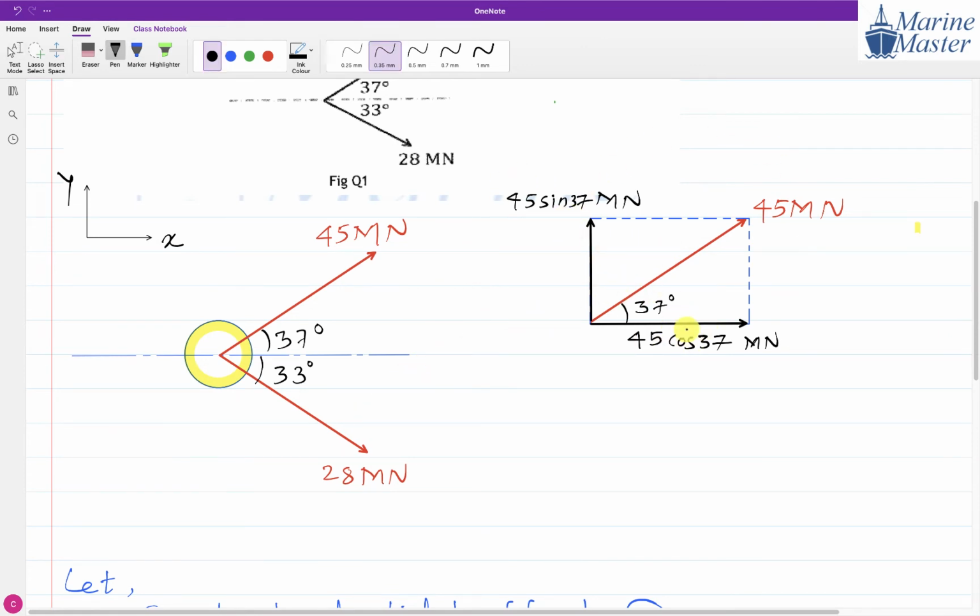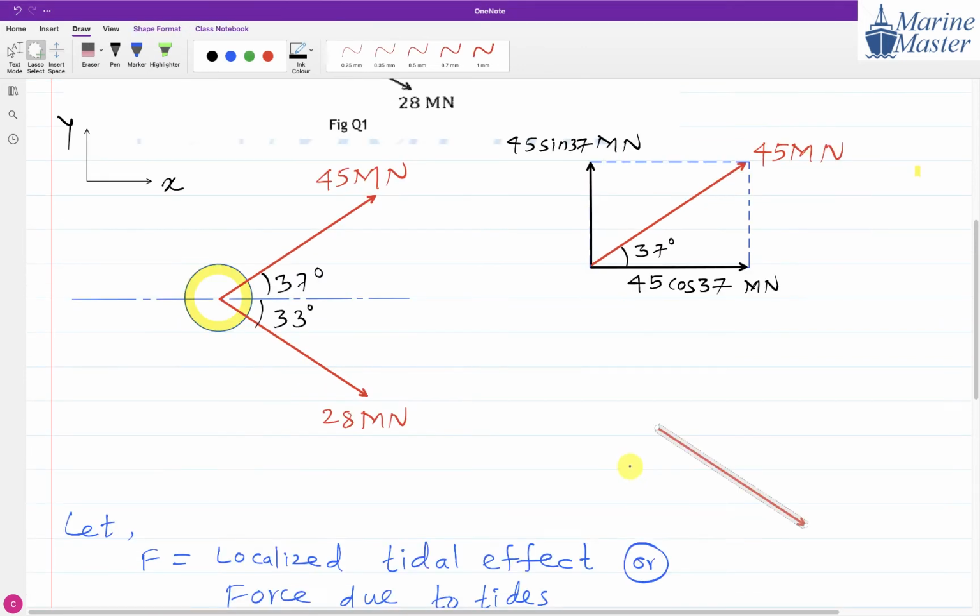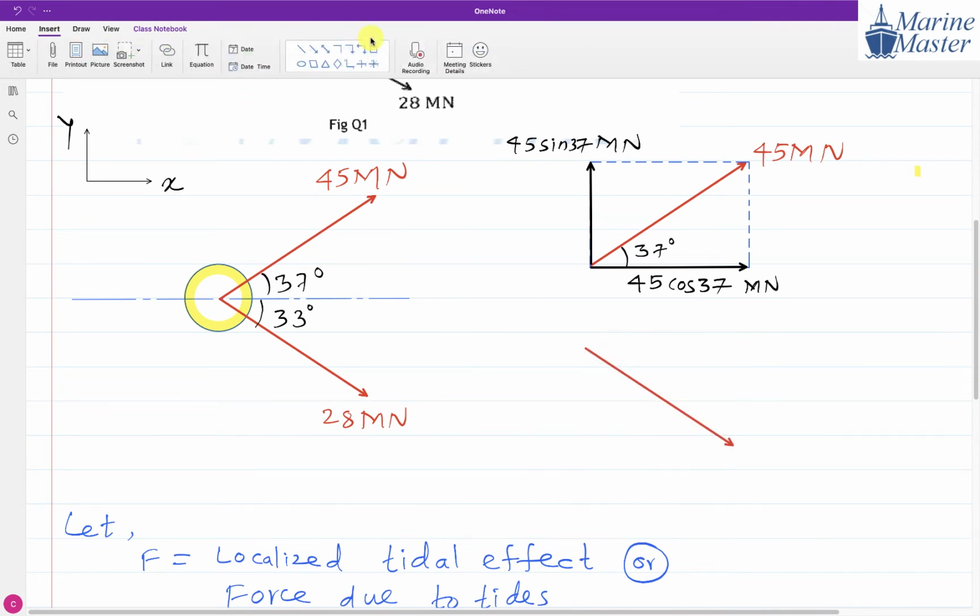So we have made the component. Here also we can make the component, but things will become a little bit complicated here, so that's why we are showing the component separately. This is another force, 28 meganewton, and here we will paste this 28 meganewton. Similarly we can make the components of 28 meganewton also. For that, we are going to form a rectangle like this.